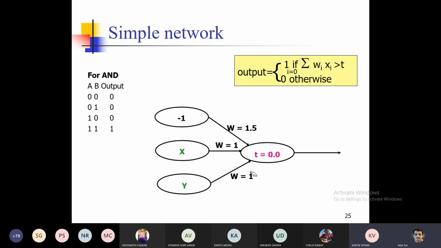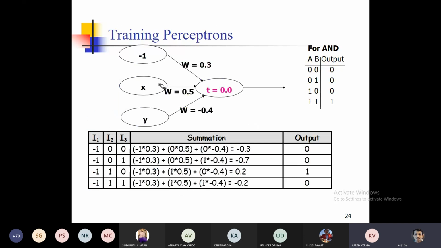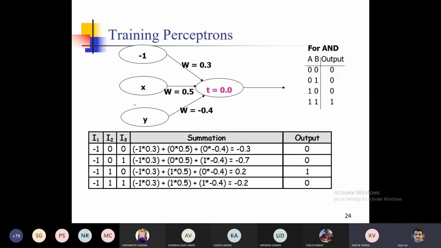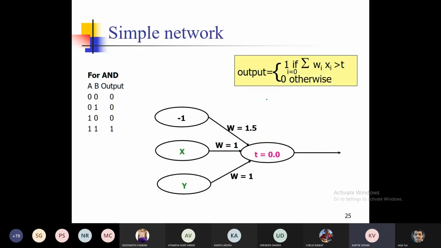So the previous thing, why this example is given, is that you have to change your weights. How are you going to change your weights? Here you can see, this is minus 1, it is fixed, so it is always minus 1.5.